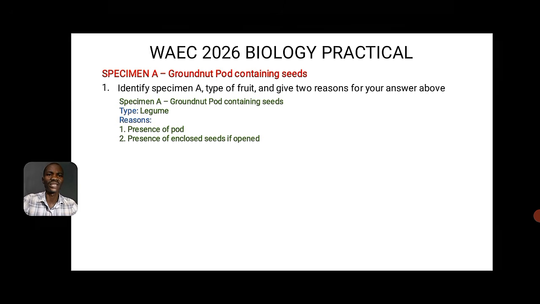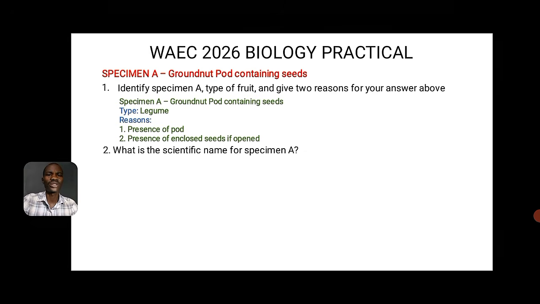What is the reason for classifying it as a legume? Number one is the presence of a pod, and the presence of enclosed seed. If you open it, you are going to find out that the seeds are embedded inside the pod.